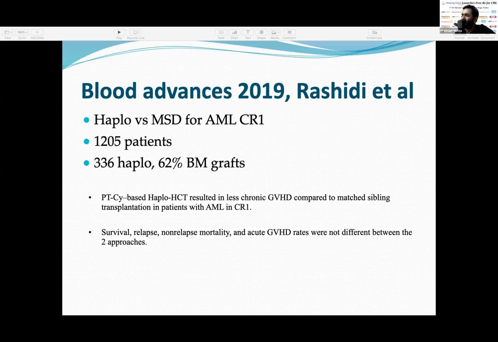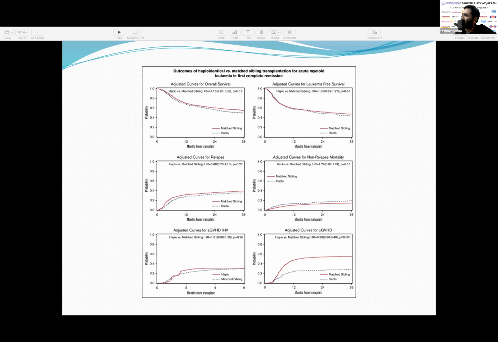What is the data? This is some data in the myeloid malignancies. You can see very well that with the PTCY strategy, the survival is as good, and the GVHD rates are actually lower than with MUD and the non-PTCY strategies. These are the outcomes, and you can see the Kaplan-Meier curves. They are pretty overlapping. The survival is not different, but in the bottom right-hand corner you can see the adjusted curves for chronic GVHD. The chronic GVHD is more for the MUD donors.